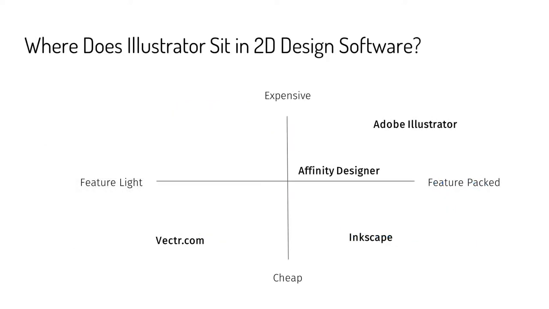So we're going to talk about where Illustrator sits in this 2D design software area, because there are a bunch of programs. I like to think of it in two ways: the price point, how much you're paying for the product, and how many features are involved in each. On the light end of features, we have vector.com. We've done some videos online about that. It's a really awesome program, but doesn't have the full feature set of a lot of the other ones. There's also Inkscape and Affinity Designer.